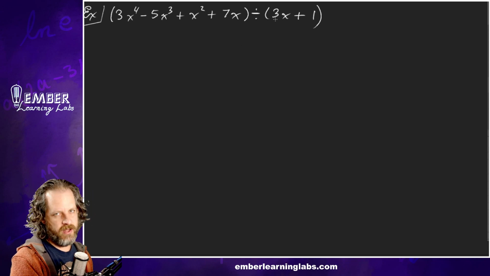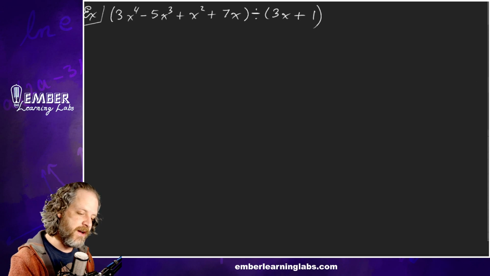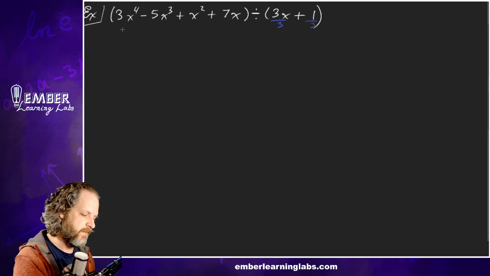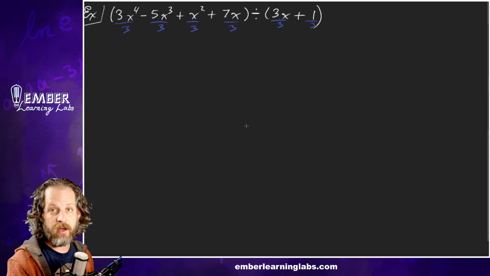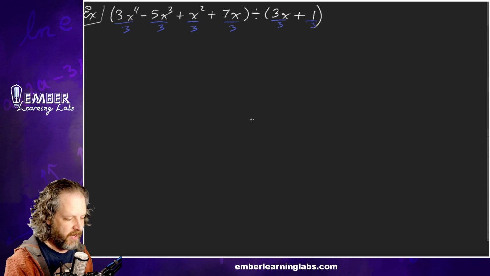We need this to be 1. How can we turn a 3 into a 1? Well, we can divide by 3. And if we divide by 3, we have to divide everything by 3. Oh no, fractions. You're going to be okay. It's going to be all right. Fractions are just numbers. It's okay.